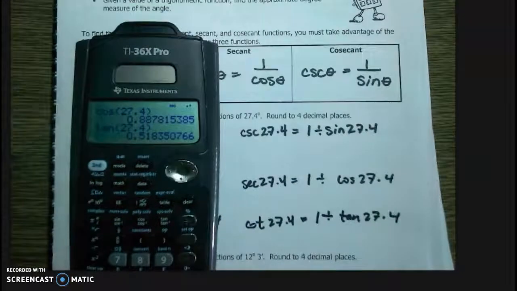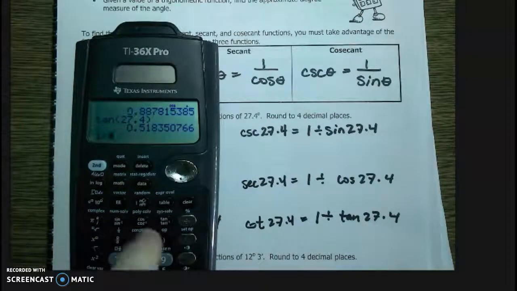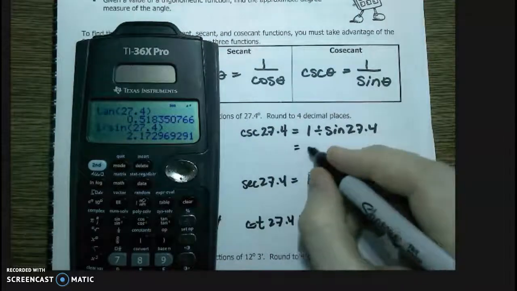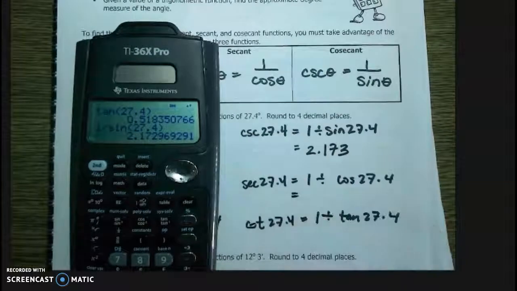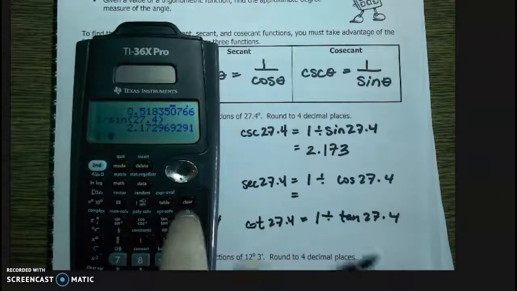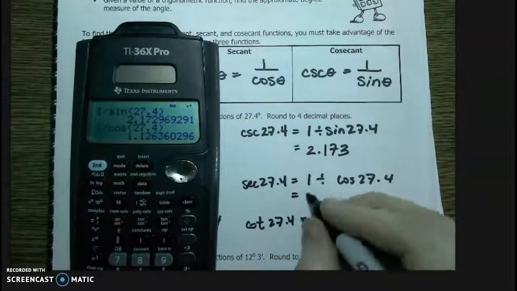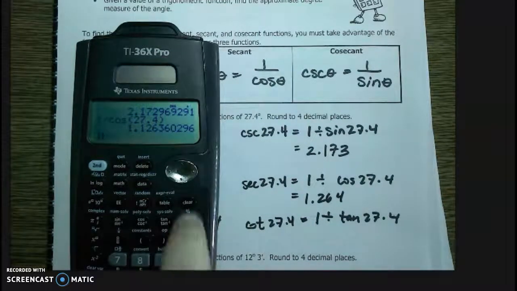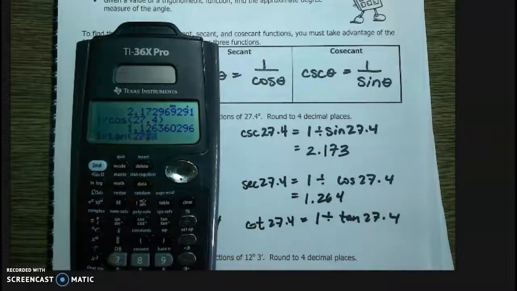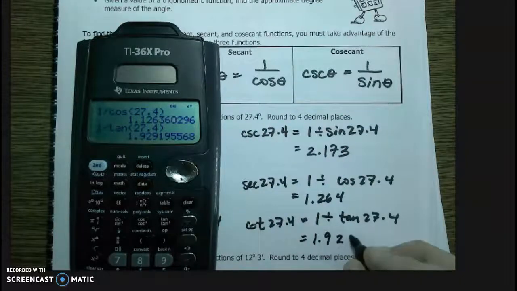So let's do that. So cosecant will be 1 divided by sine 27.4. 2.173. Secant will be 1 divided by cosine 27.4. 1.264. Cotangent will be 1 divided by tangent 27.4. And I'm getting 1.9292.